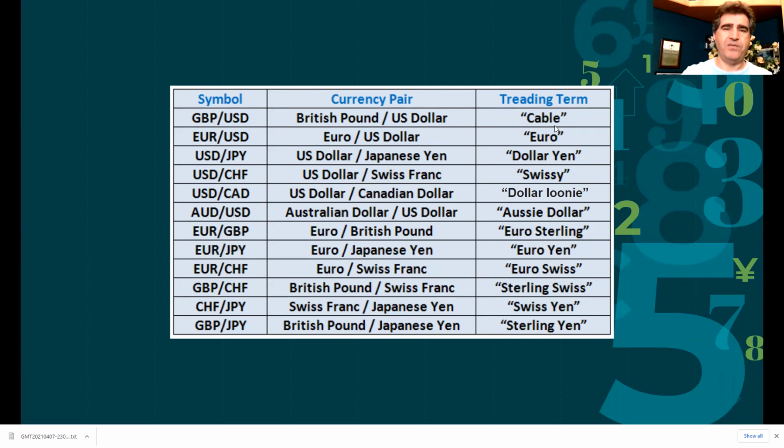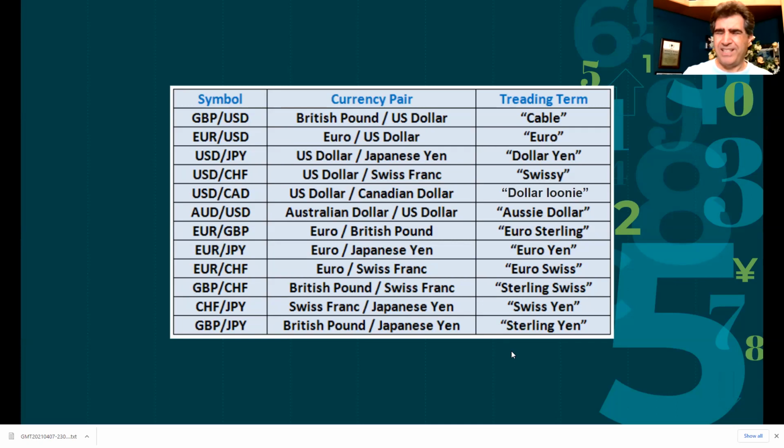In Forex trading, when we do the British pound, we call it cable. Euro is euro, dollar yen, and the Swiss franc is Swissy. The Canadian dollar we call loonie. When you hear Aussie, that's the Australian dollar. When we do the euro and British pound, we call it euro sterling. When there's a cross exchange, we use sterling Swiss, Swiss yen, or sterling yen.